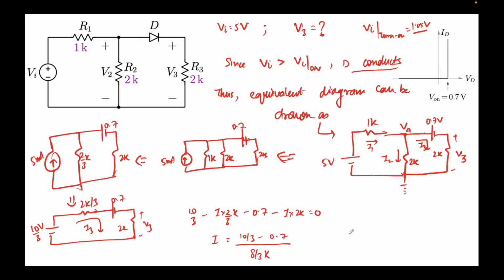What we require is to find V3, so V3 is nothing but R3 times I3. This will be 2K times 10 by 3 minus 0.7. 10 by 3 minus 0.7 would be 2.63, so the numerator is 2.63 divided by 8 by 3K. The K gets cancelled, and this will come out to be 3 times 2.63 by 4 volts.